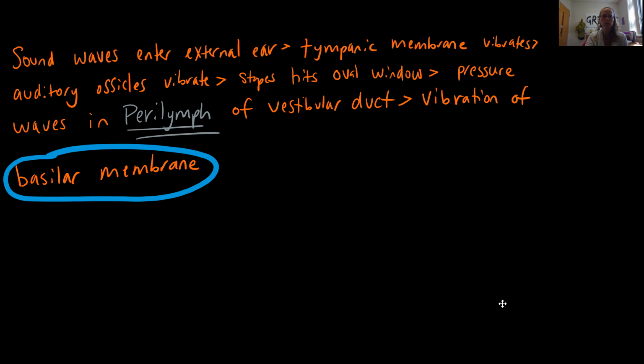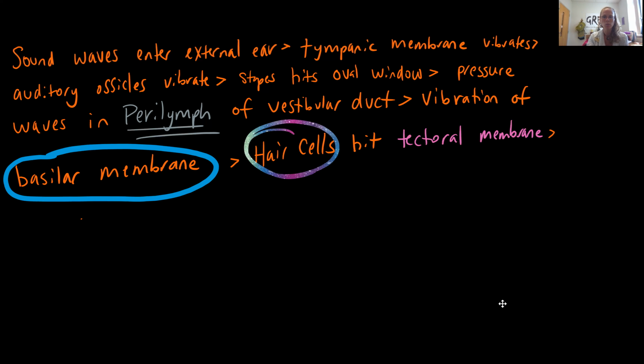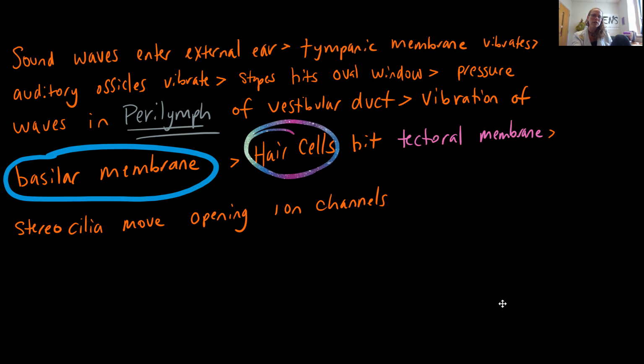And so then we're going to get vibration of the basilar membrane as that perilymph wave is moving through that tympanic duct. The basilar membrane is going to cause those hair cells to bump up against the tectoral membrane. And so then this is going to cause those stereocilia to move, and that's going to open up ion channels. So now we've depolarized our mechanoreceptor, which means we're going to be sending that signal onto our sensory neurons.